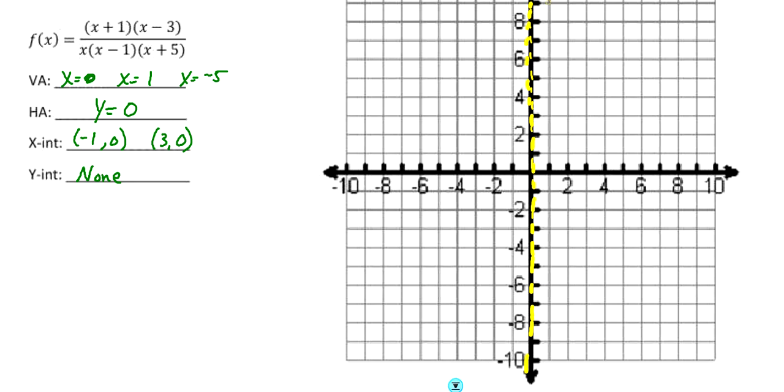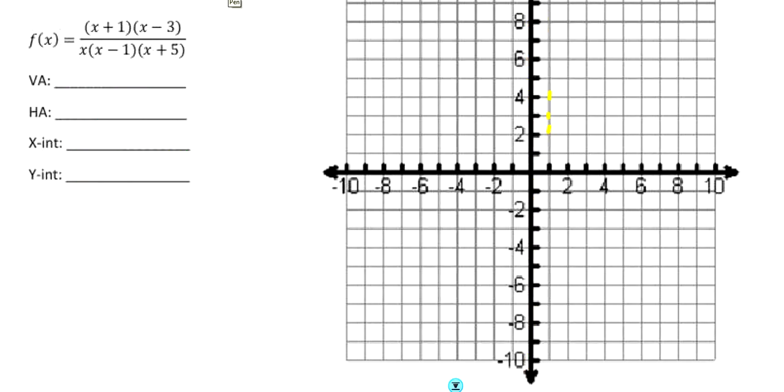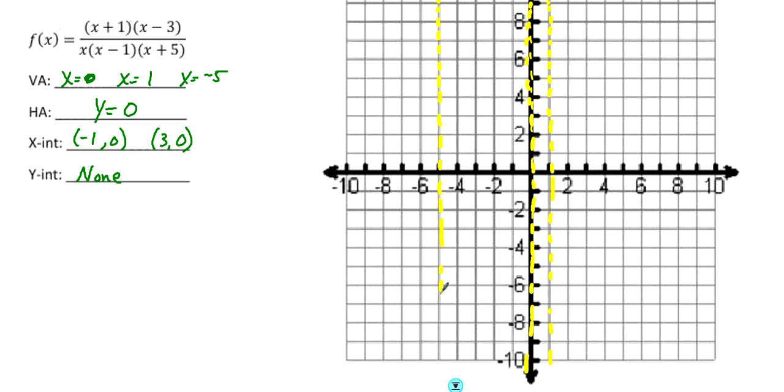So since we draw that one first, I have a vertical asymptote there at 0, one at +1, and then one at -5. So there are my vertical asymptotes. My horizontal at 0. My x-intercepts are at -1 and 3.